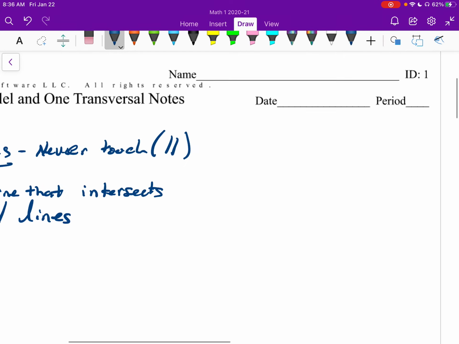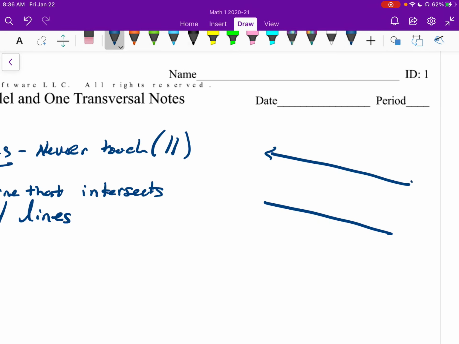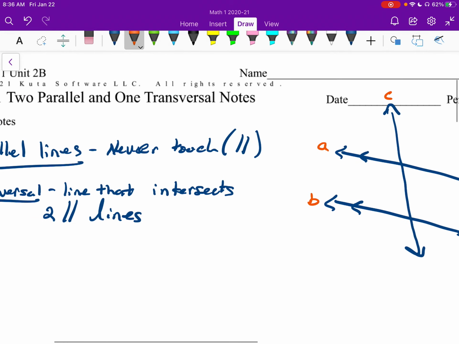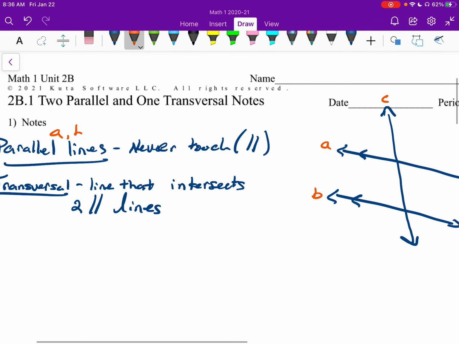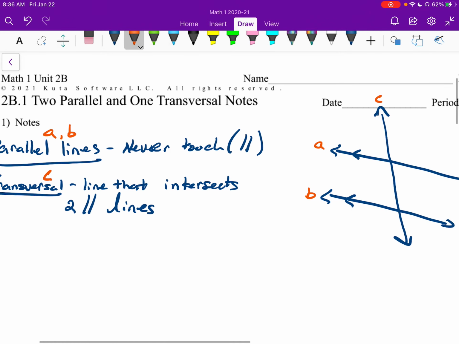So let's draw a little thing here. Here are 2 parallel lines. We have our arrows on the ends because they are lines, not segments. And then we're going to put another little set of arrows on there to signify that they are parallel. This guy here is going to be our transversal. So here let's say this is A, B, and C. A and B are parallel, and then C is the transversal.